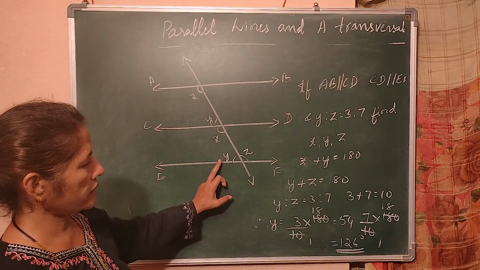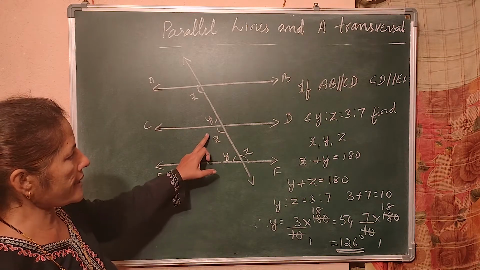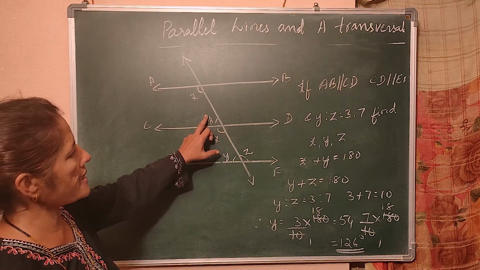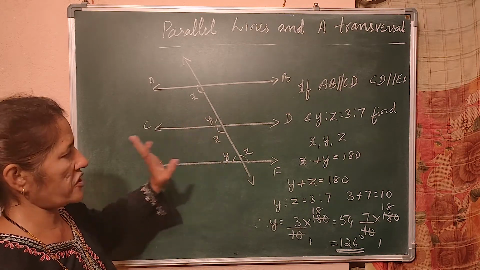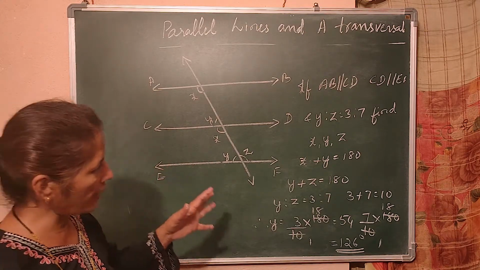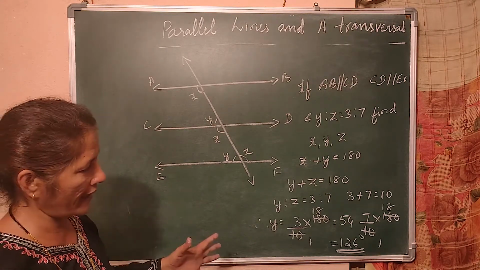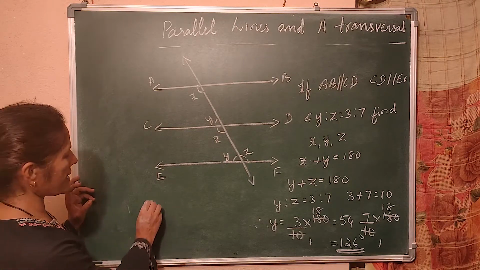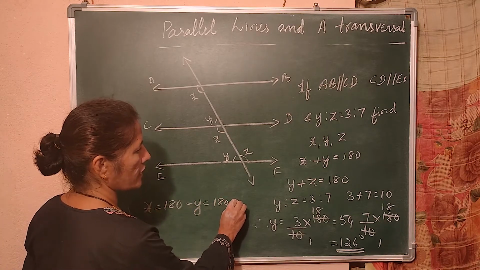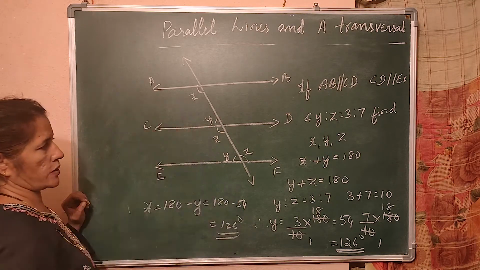Y is 54, Z is 126, correct? X is also 126. When X is 126, Y is, so this is a straight line, 180. Are we right? Yes. So what is the value of X? X plus Y is also 180, Y plus Z is also 180. So once you know Y, X is equal to 180 minus Y, which is 180 minus 54, which is 126. Either way, you get 126 only.